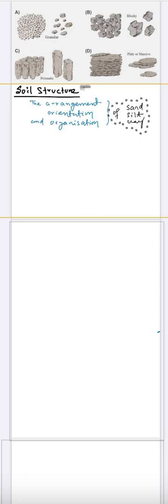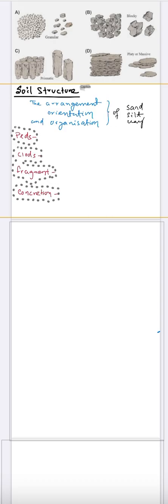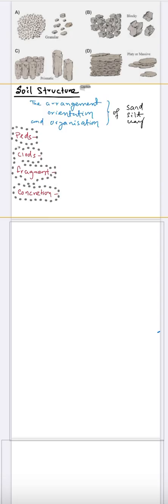So before coming to soil structure, we have to know certain terminologies like peds, clods, fragment and concretion. As you know, peds means the natural aggregates. Whatever soil separates are there, that is sand, silt, clay, the question is whether the soil separates are present in dispersed form, that means they are not attached with each other, or whether they are present in the form of aggregation. So if the aggregation is formed naturally by nature, it is called a natural ped. That means peds are natural aggregates.